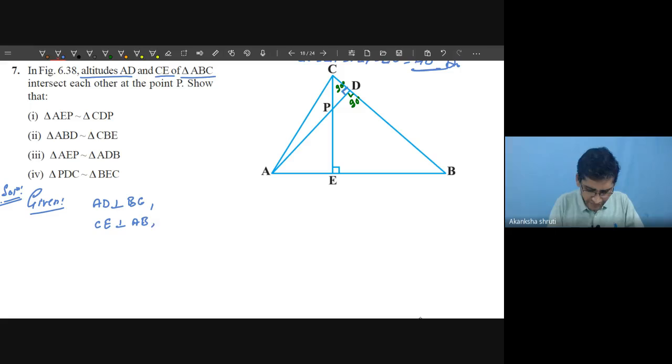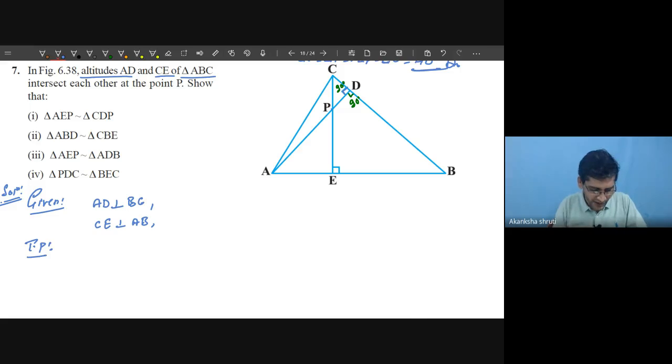Now, with this, what is to be proved? And these altitudes are intersecting at P. You can leave that, because it is already reflected in our figure. So P is the intersecting point. You can leave it, or if you wish, you can write it in the given condition also. Then, what is to be proved?